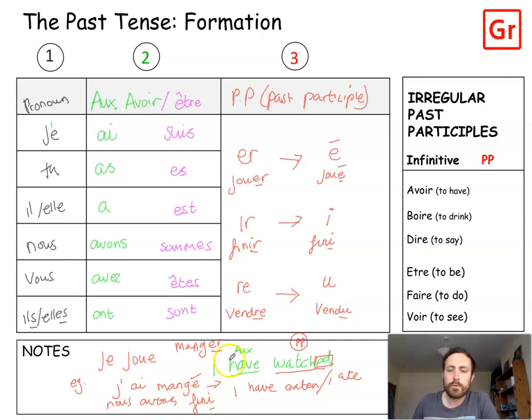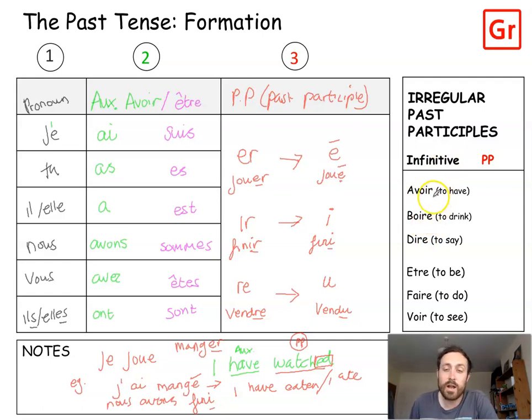The last thing I want to go through before I give you some exercises to do is this past participle structure. Unfortunately, like a lot of things in French, there are some irregularities, meaning that they don't quite follow this rule. Certain verbs are a bit strange.